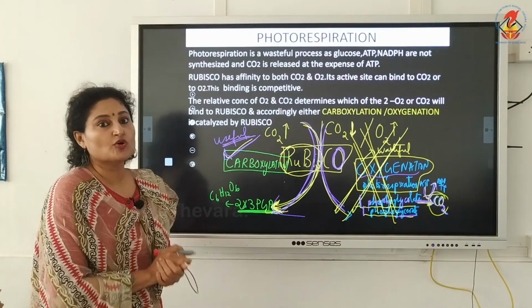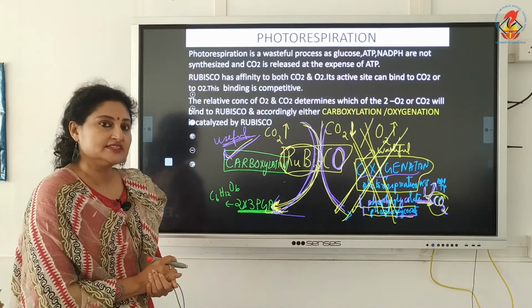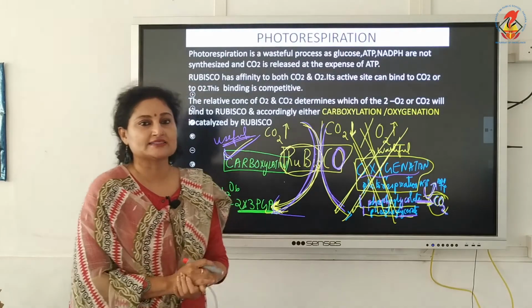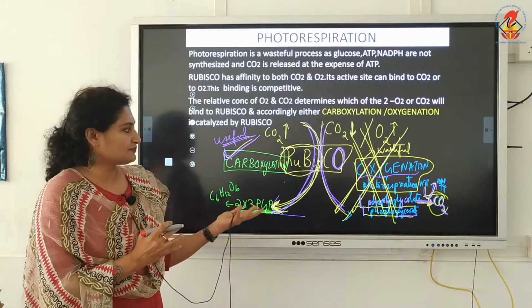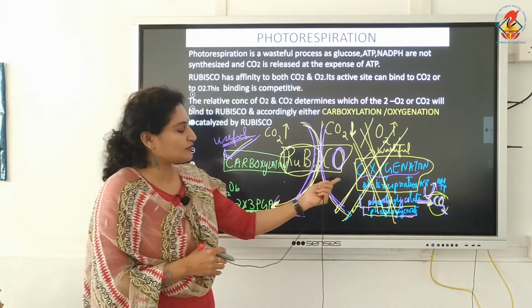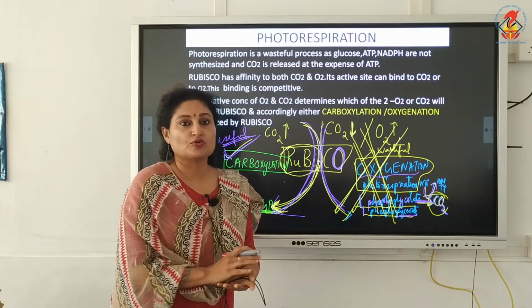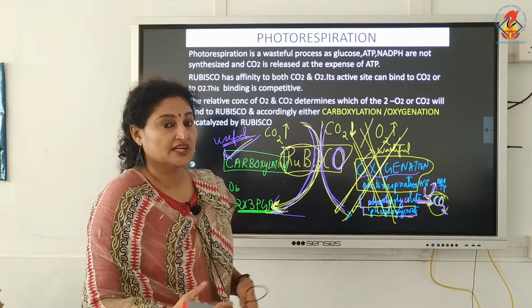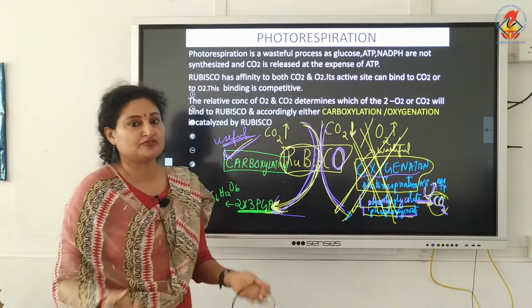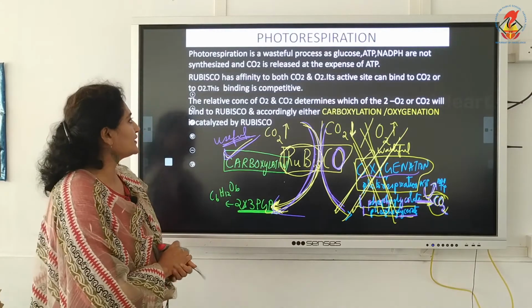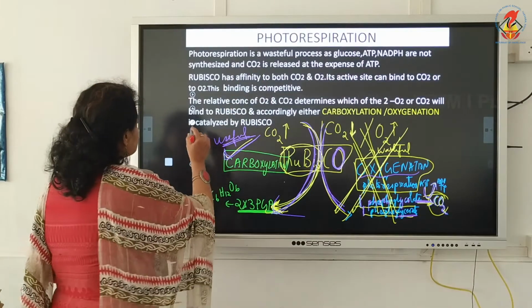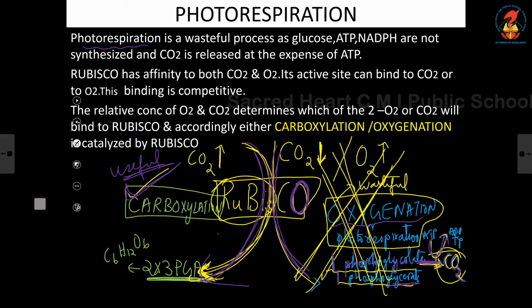So, that is why C4 plants are very common, and not only that, almost all the plants in the tropic region are C4 plants. And because of this C4 pathway, what has happened? Photorespiration is suppressed and photosynthesis has enhanced, yield has enhanced, and C4 plants are very efficient compared to C3 plants.